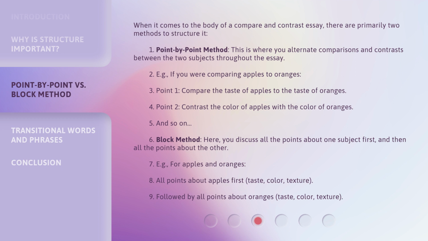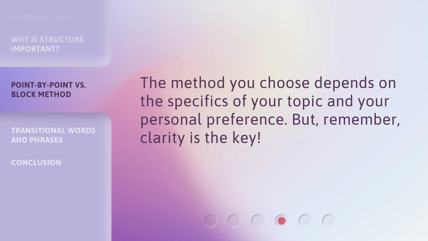2. Block method. Here, you discuss all the points about one subject first, and then all the points about the other. For example, for apples and oranges, all points about apples first: taste, color, texture. Followed by all points about oranges: taste, color, texture. The method you choose depends on the specifics of your topic and your personal preference. But, remember, clarity is the key.